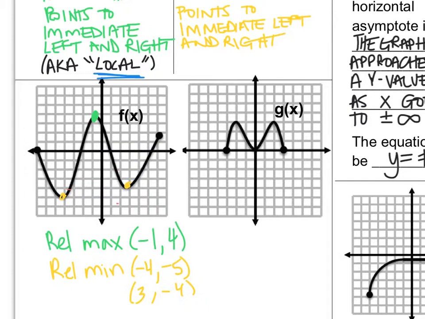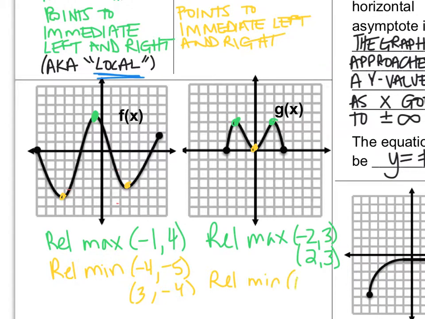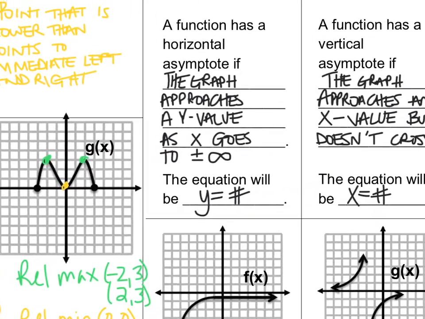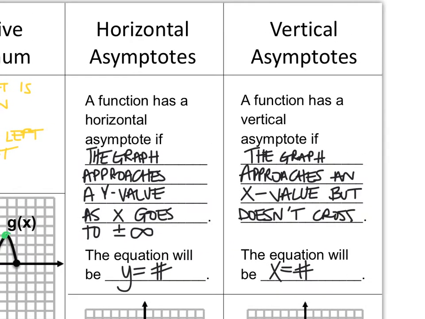All right. So looking at the next one, I have two rel maxes right here. So I have (-2, 3) and (2, 3). And I have one relative minimum at (0, 0). Once again, we're using the convention that the endpoints we aren't going to count as a max or a min if we're talking about relative. We've briefly mentioned these in class.